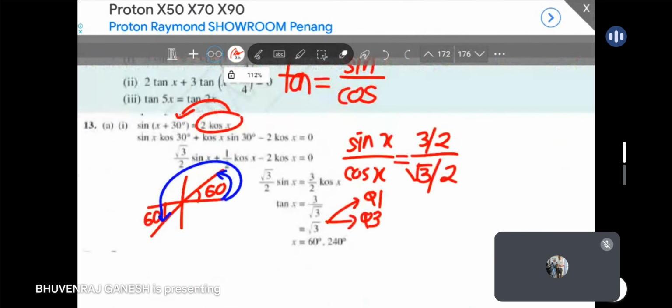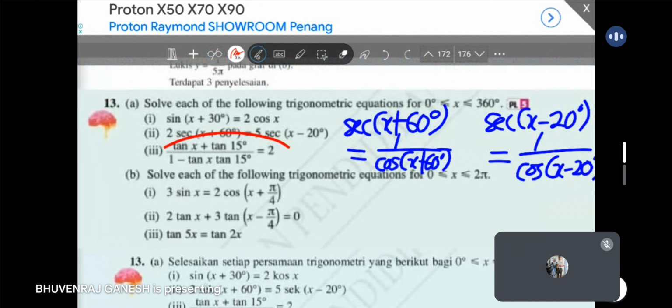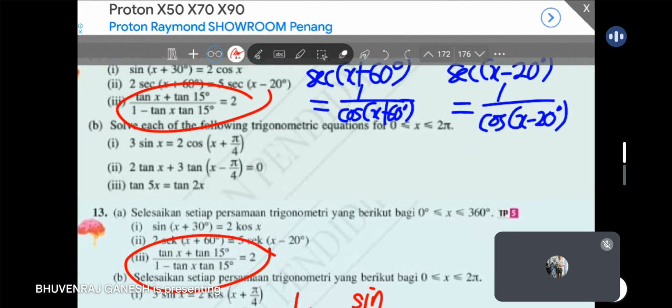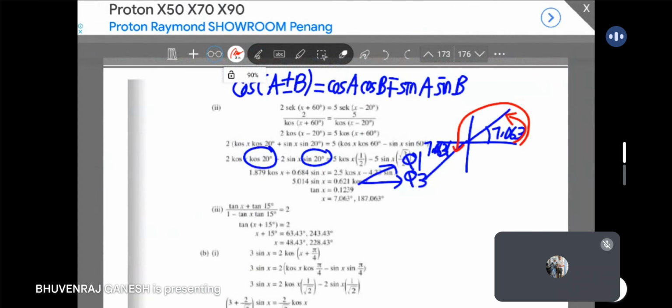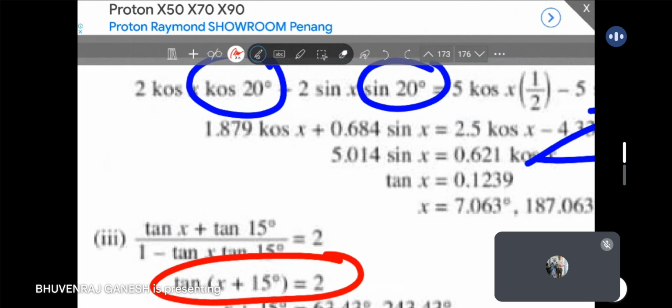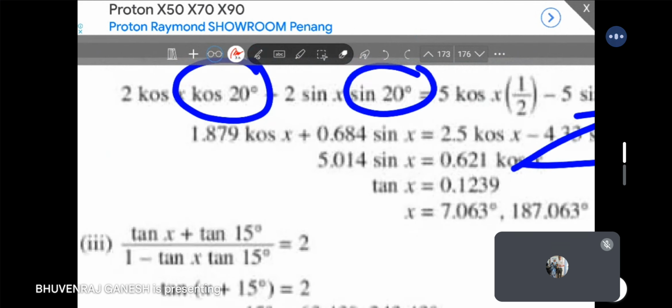And then for question number 3, soalan ketiga. Okay, so you have this one, guys. So this one looks very complex, right? Nampak sangat susah kan? But if you guys notice, this is the format of your addition formula for tangent. Rumus penambahan tangent. So you guys can actually simplify this, permudahkan macam ni. Okay, you can simplify to get this equation. Tangent x plus 15 equal to 2. Sama dengan 2.